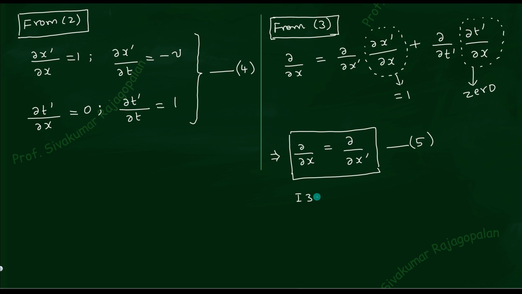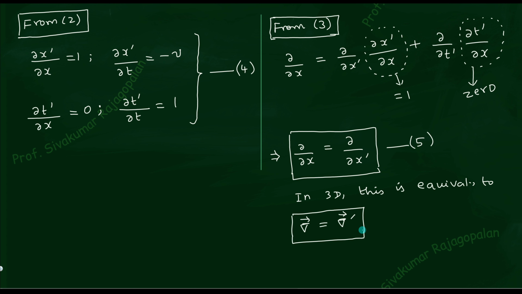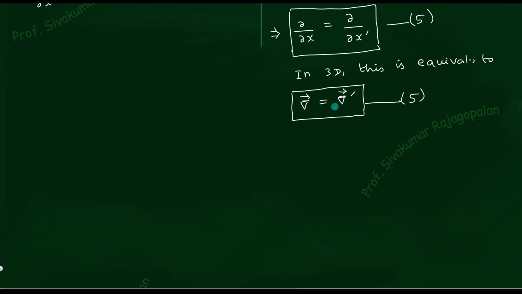And what will happen in 3 dimensions? In 3 dimensions, ∂/∂x, ∂/∂y, ∂/∂z will become a gradient operator. So the gradient operator in the moving coordinate system and the gradient operator in the stationary coordinate system are identical. That is the conclusion. So let me write down equation number 5. Of course, I am not changing the equation number because it's the same thing, right? 1D or 3D, that's all about it. So coming to the space part, this is over.